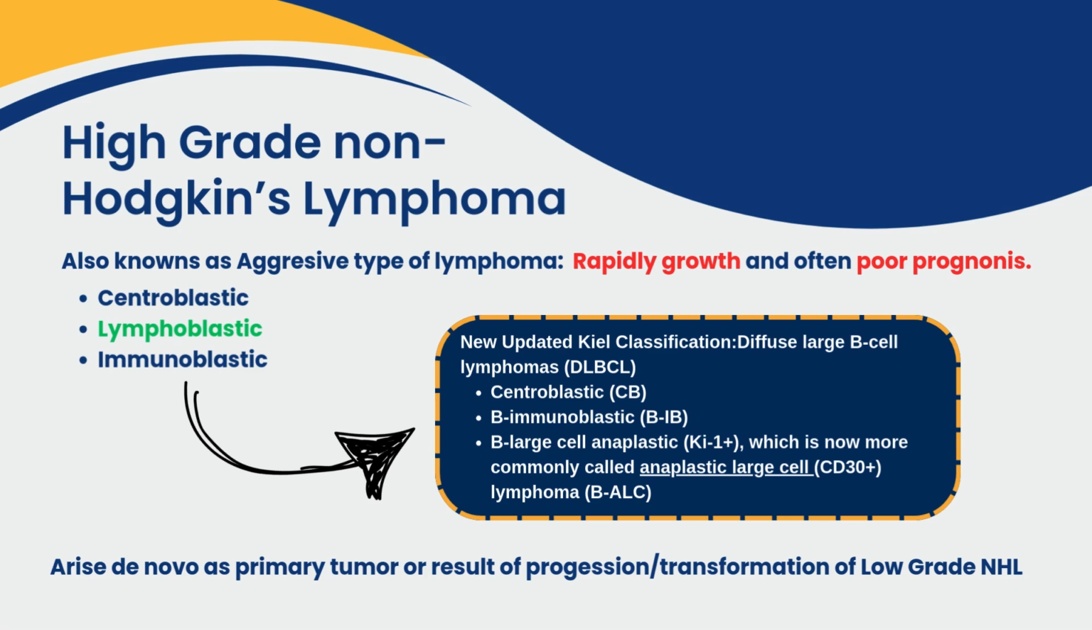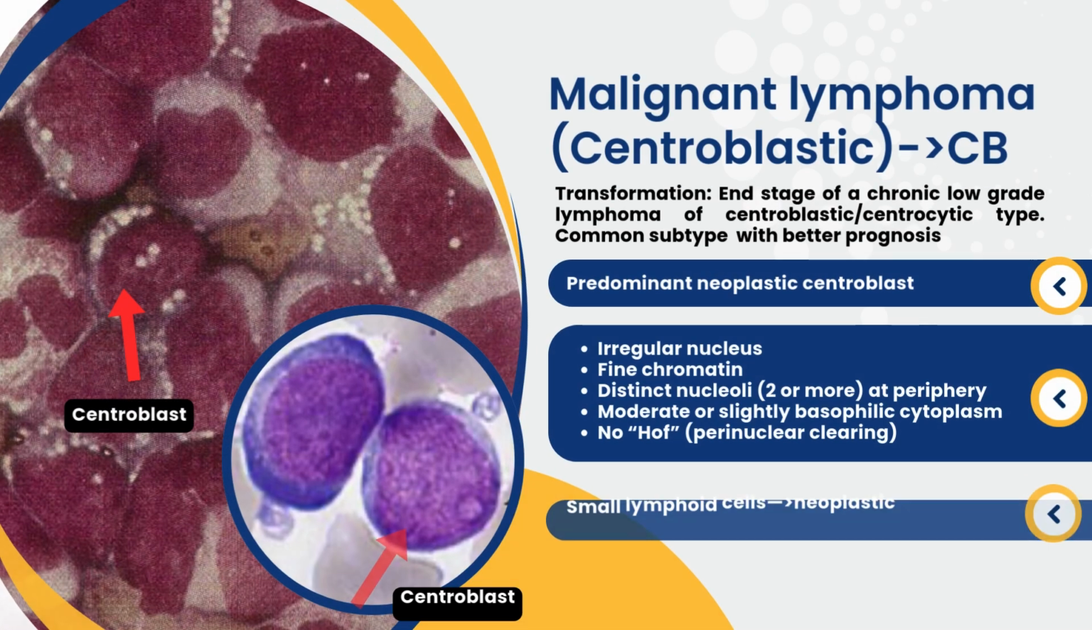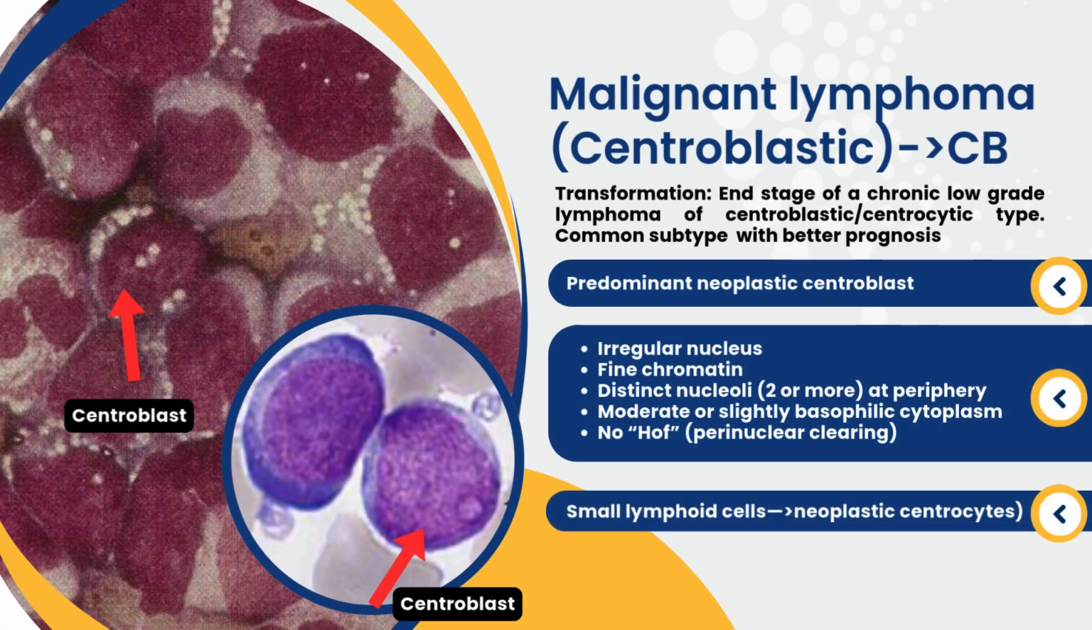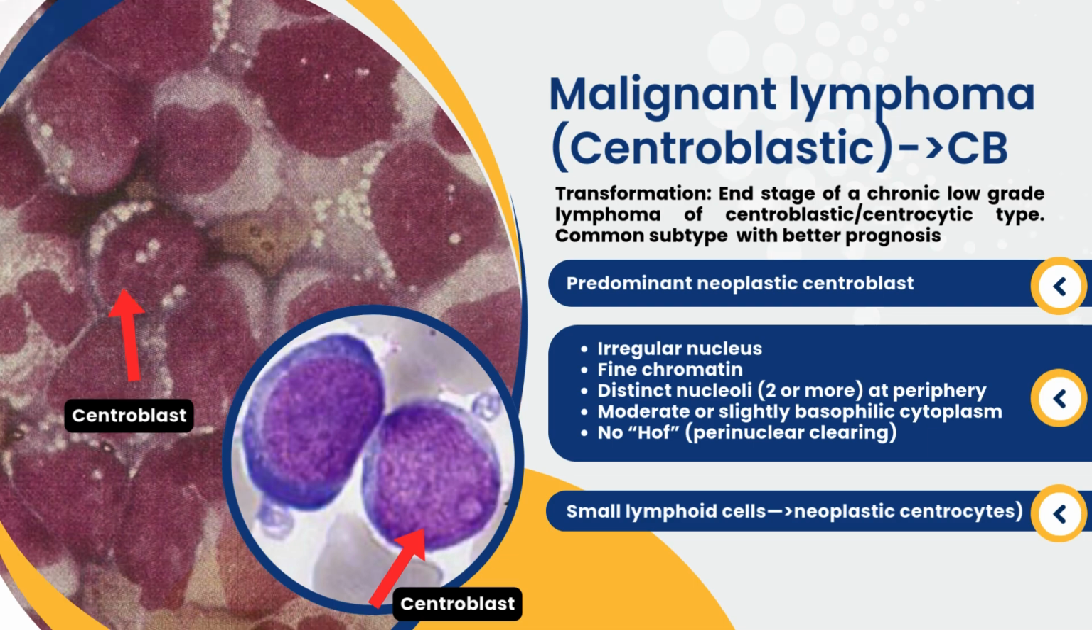It can arise de novo or as a result of transformation of low-grade non-Hodgkin lymphoma. For example, this is the end stage of chronic low-grade centrocytic centroblastic type. This is a common subtype that has better prognosis than others. The predominant cell is obviously the neoplastic centroblast, and it may contain small lymphoid cells, such as neoplastic centrocytes.